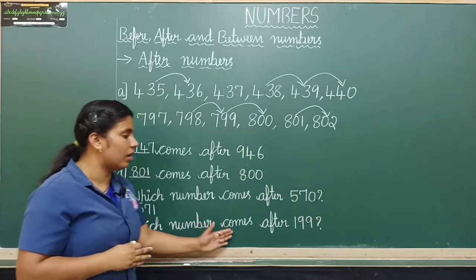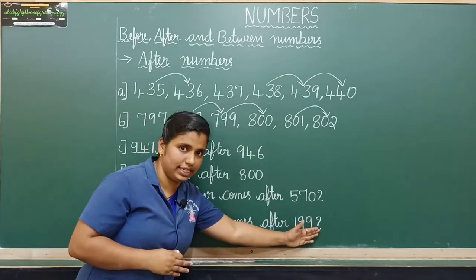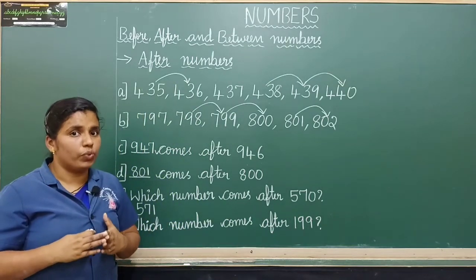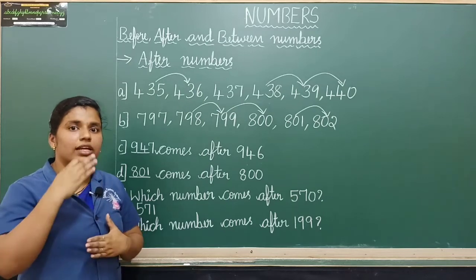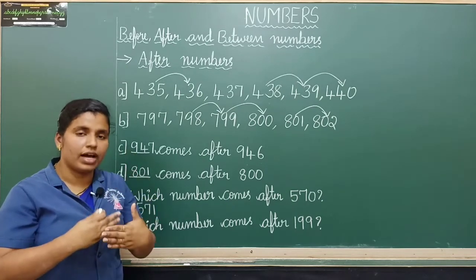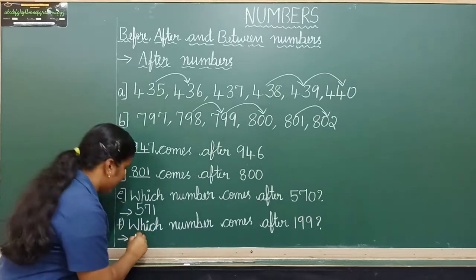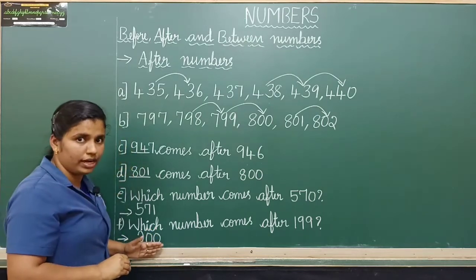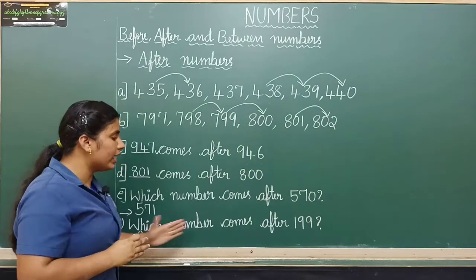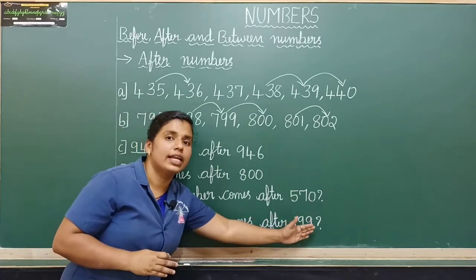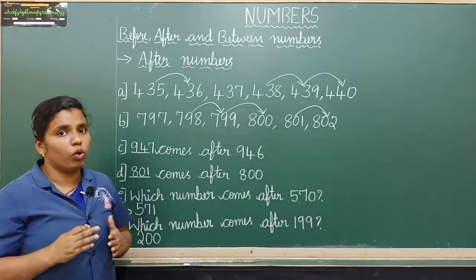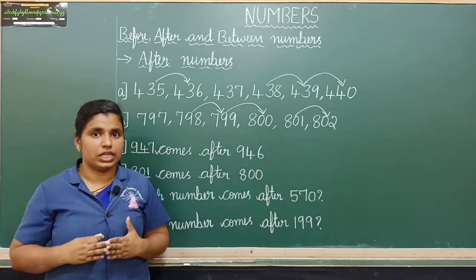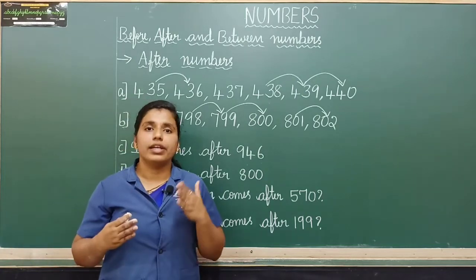Which number comes after 199? Start counting forward. Yes, very good. 199, 200, 201, 202. And the very next number of 199 is 200. Therefore, 200 comes after 199. I hope with these examples you are very clear about the concept that is after numbers.